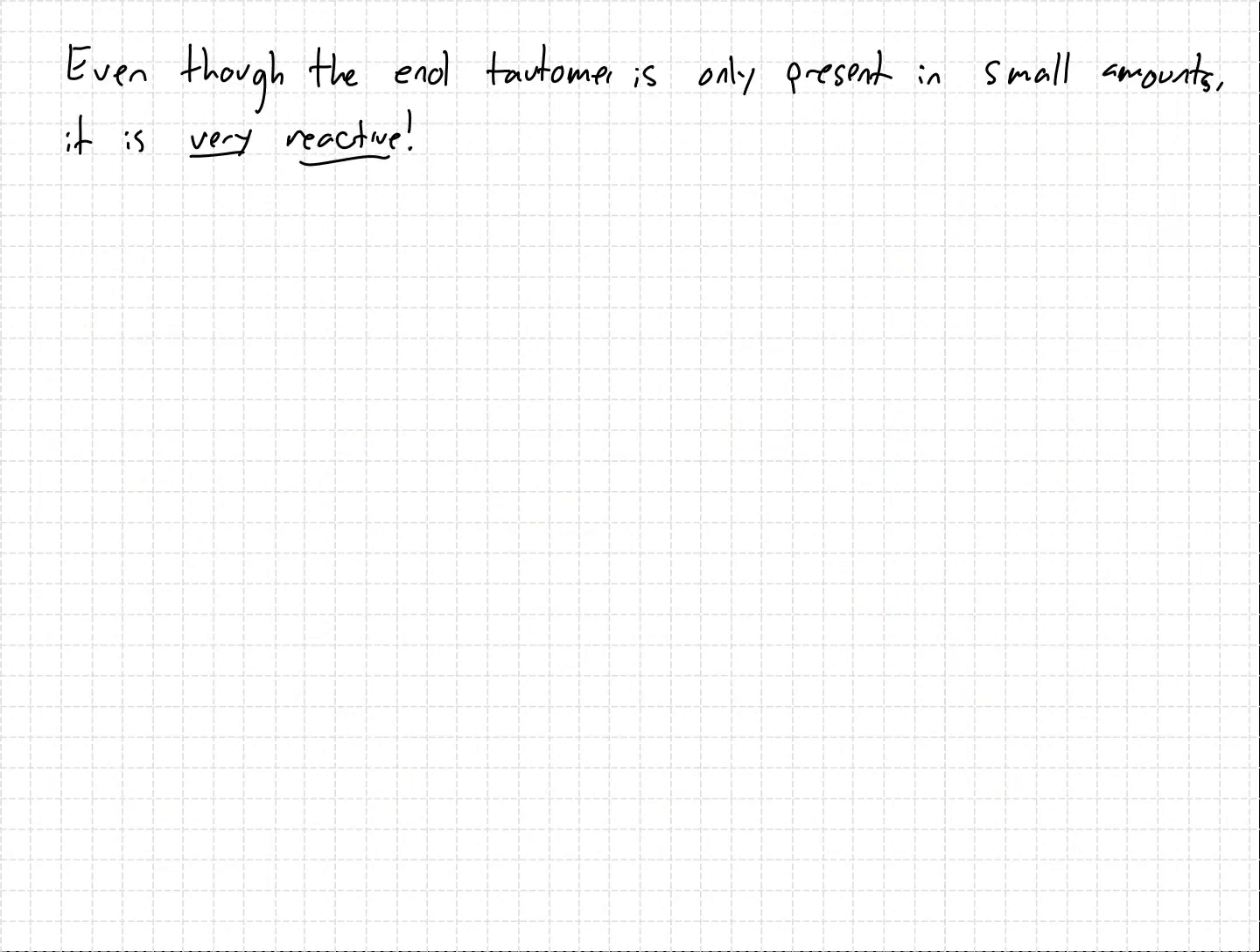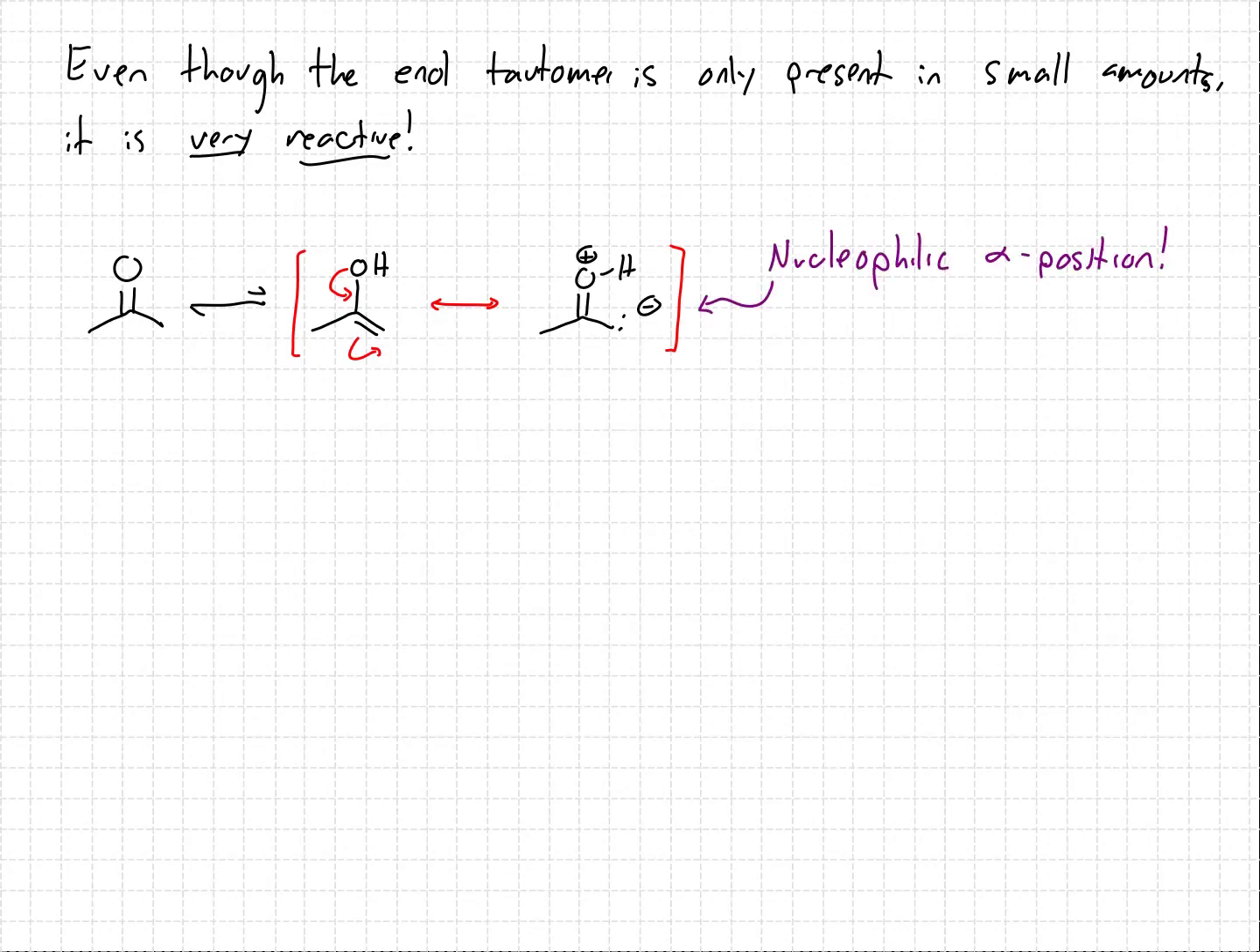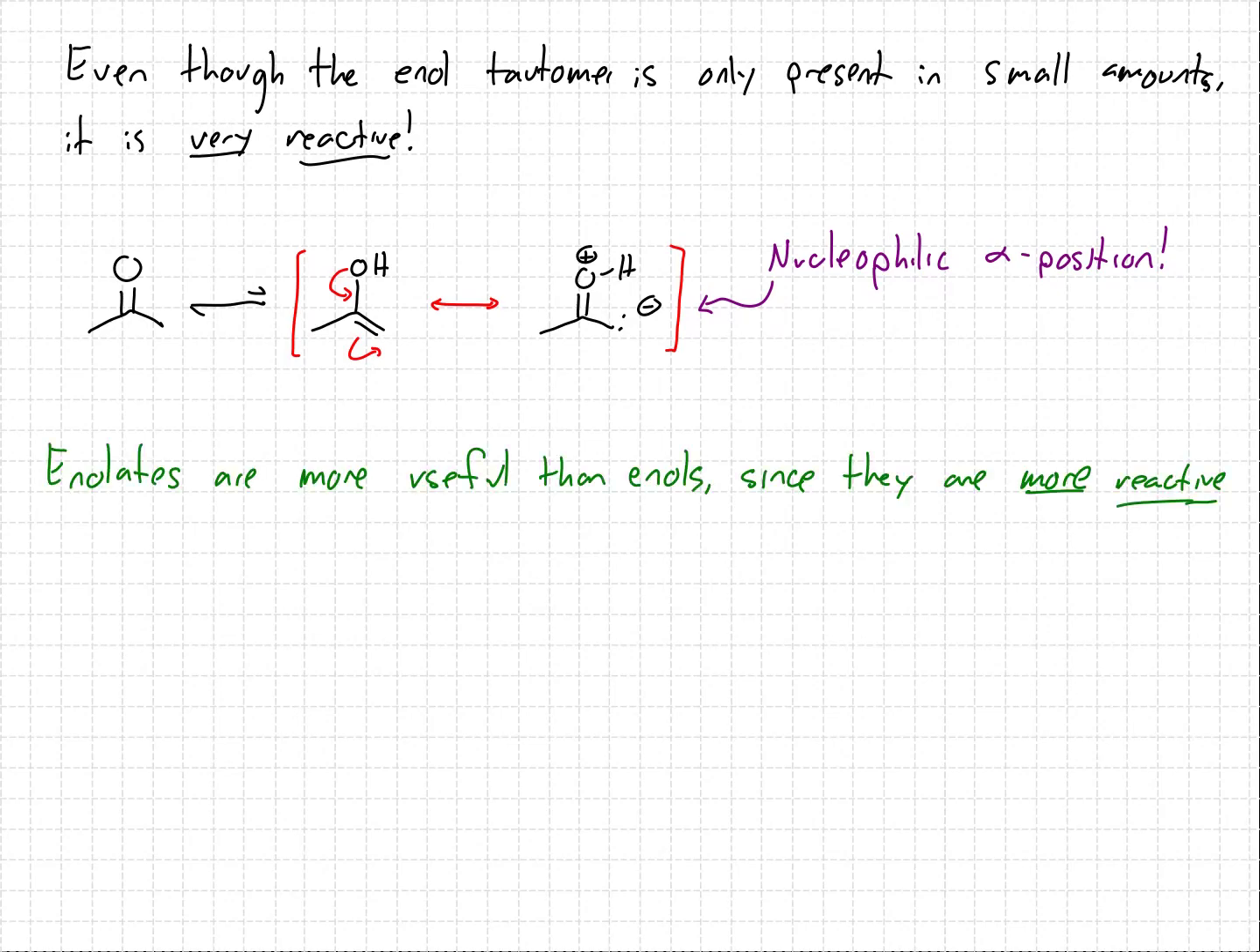Even though the enol tautomer is only present in small amounts in solution, it's quite reactive, and that's why we care about it so much. So if we have a compound like acetone, even though a tiny fraction of acetone is present as the enol, this enol has a resonance form which puts a negative charge on that carbon. So this is what determines the reactivity of these types of species and makes the alpha position of ketones, aldehydes, and other compounds fairly nucleophilic. Generally speaking, enolates are going to be more useful synthetically than enols since they're more reactive.